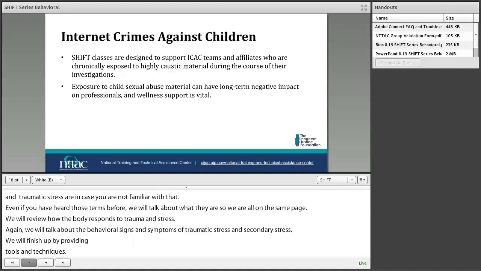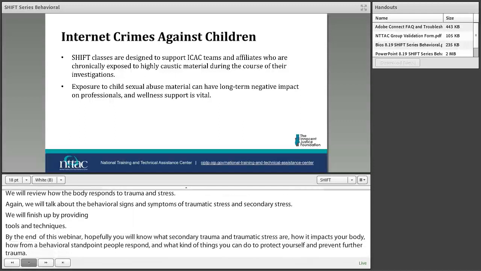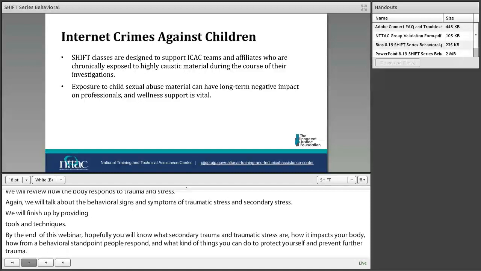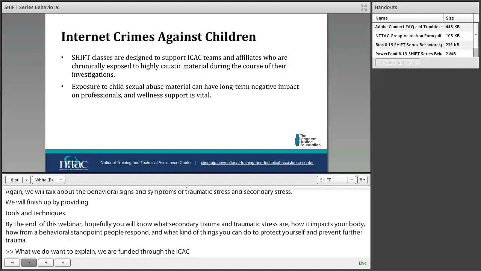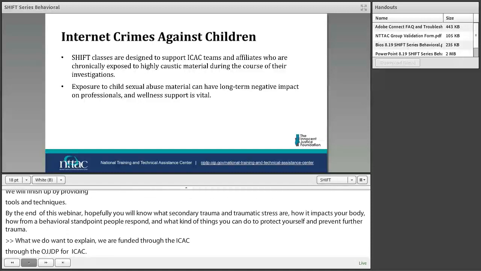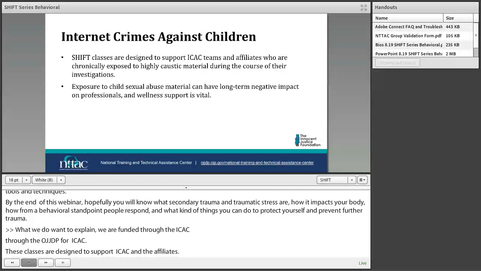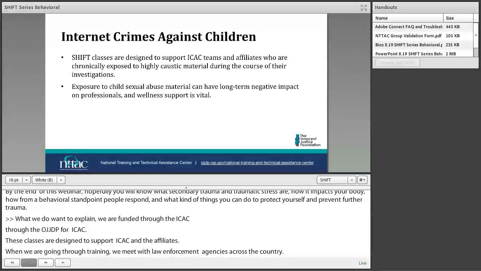And what we do want to explain, like Beth said from the beginning, is that we are funded through the ICAC, which is Internet Crimes Against Children, through the OJJDP for ICAC. So our SHIFT classes are designed to support ICAC and the affiliates. And that's what we do nationally when we're training, we meet with law enforcement agencies across the country. But today, obviously, there are going to be some people that aren't part of ICAC, and so we will be giving you the same kind of tools and techniques, but they can be used across the board.